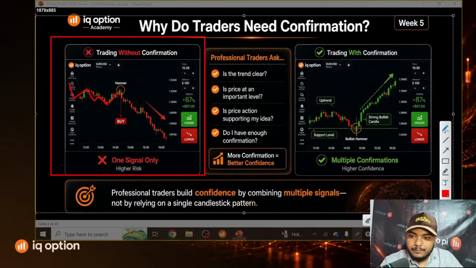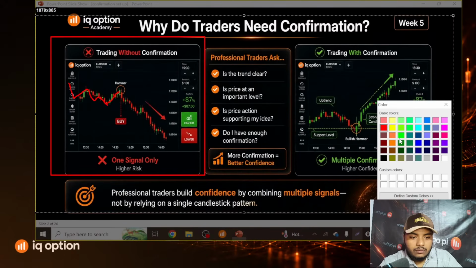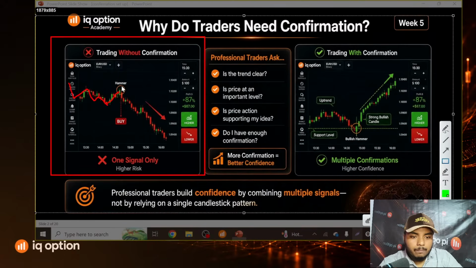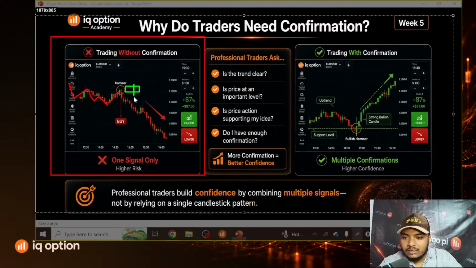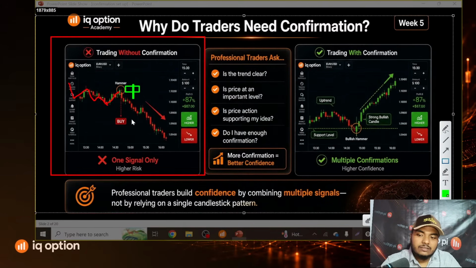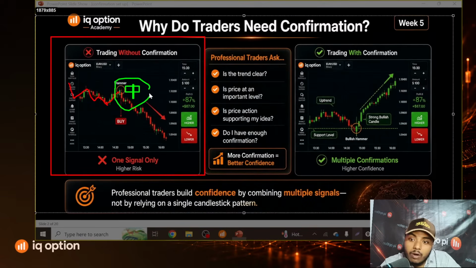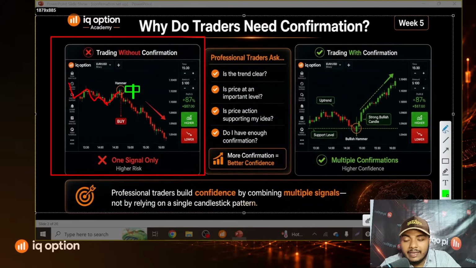In this pullback area, we found one single bullish hammer candle. One single confirmation candle. This is a confirmation candle. This is a bullish hammer candle. That simply means buyers are in pressure, buyers are in control. But if you focus here, where this candle actually appeared, this candle appeared in the middle of a downtrend and the move of a continuation.